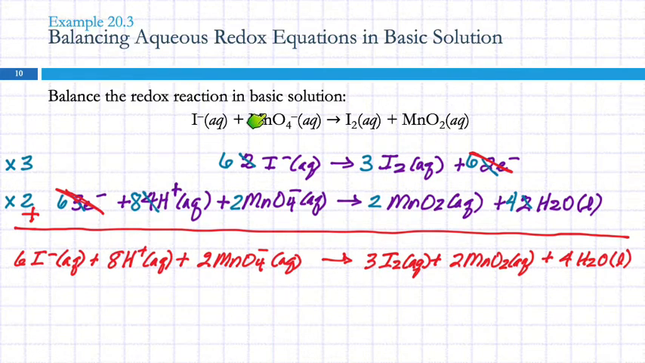But they want basic solution. In a basic solution, you don't have hydrogen ions floating around, you have hydroxide ions floating around. So the way we fix this is I check out the hydrogen ions. I've got 8 hydrogen ions. I need to neutralize those. So I'm going to add the same number of hydroxide ions. Because 8 hydrogen ions plus 8 hydroxide ions is going to give me 8 water molecules.